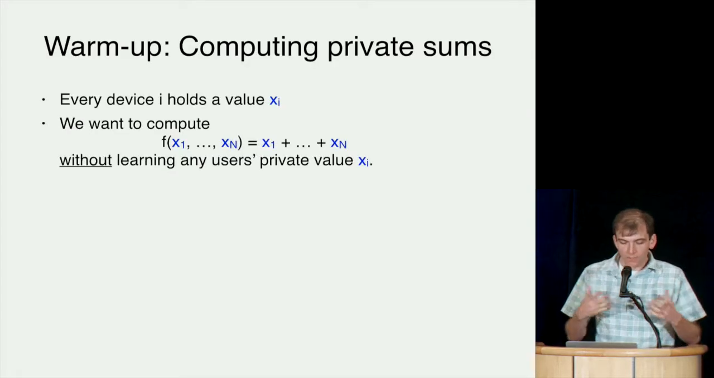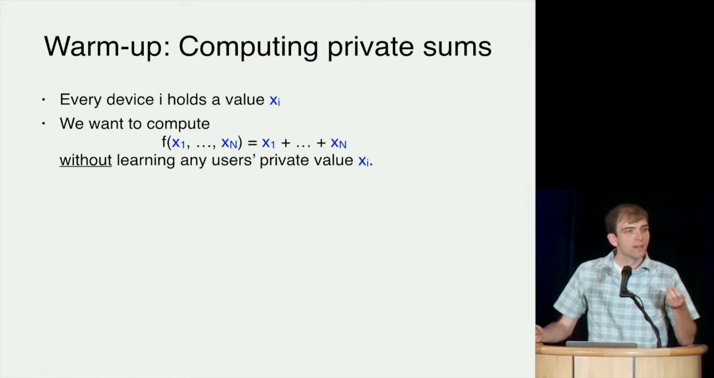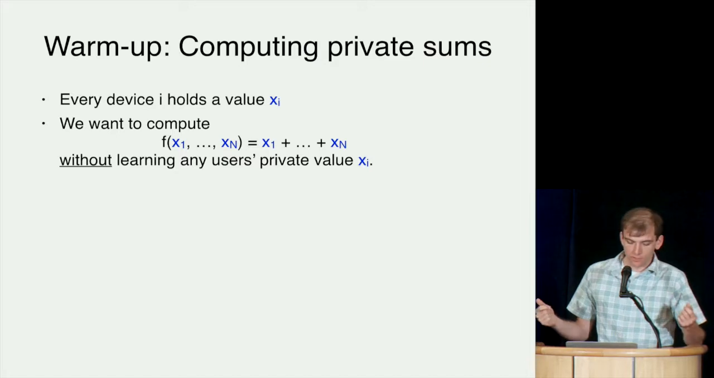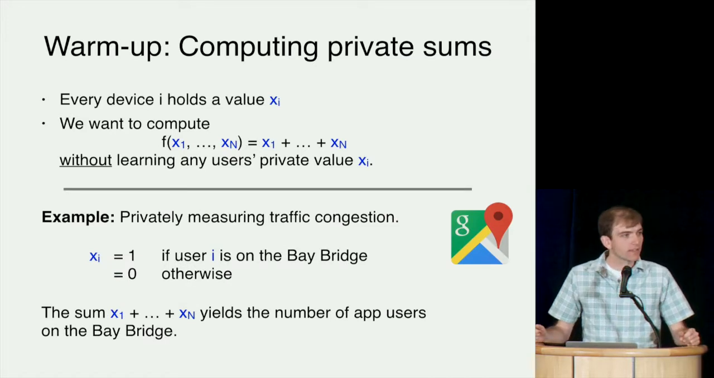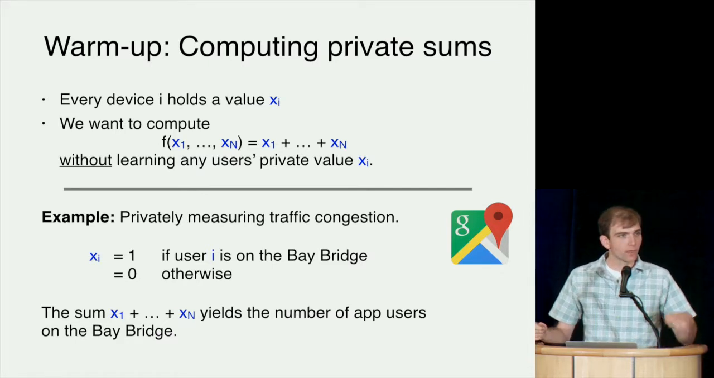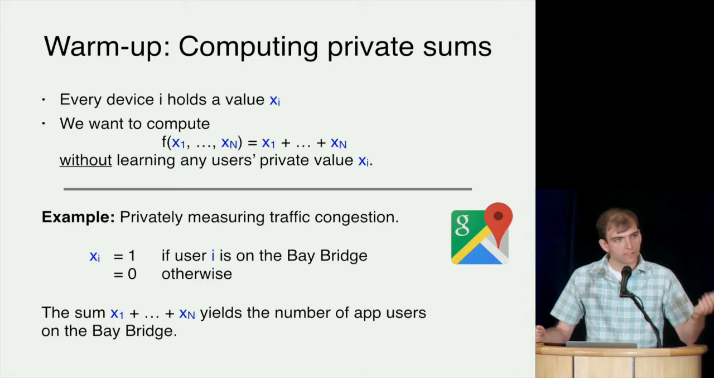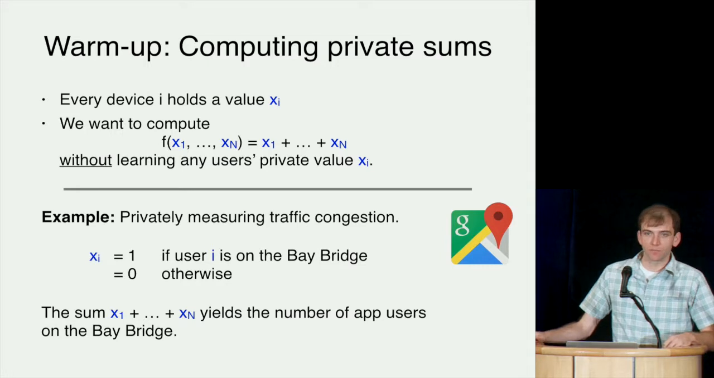So as a warm-up, again, consider the problem of just computing private sums. Every device holds a value xi, and we want to compute the sum of all the xi's without learning anything about any individual user's value xi. As a toy example of this, think of privately measuring traffic congestion. Each user would encode their location with a one-hot encoding where their value xi is 1 if they're on the Bay Bridge and it's 0 if they're not. And then the sum of all the xi's just tells you how many app users are on the Bay Bridge at that moment.